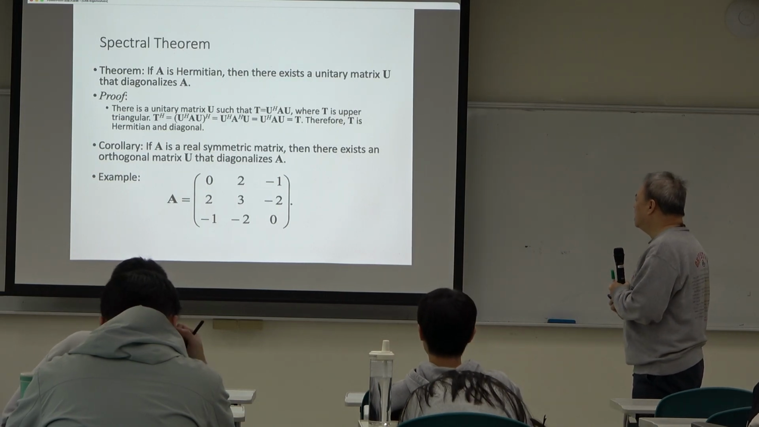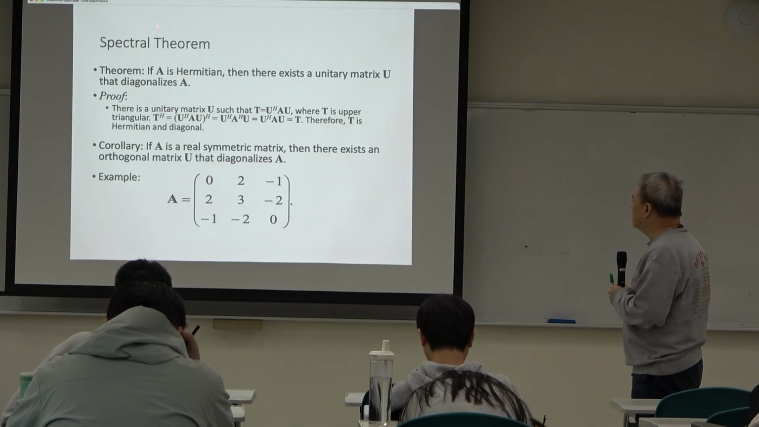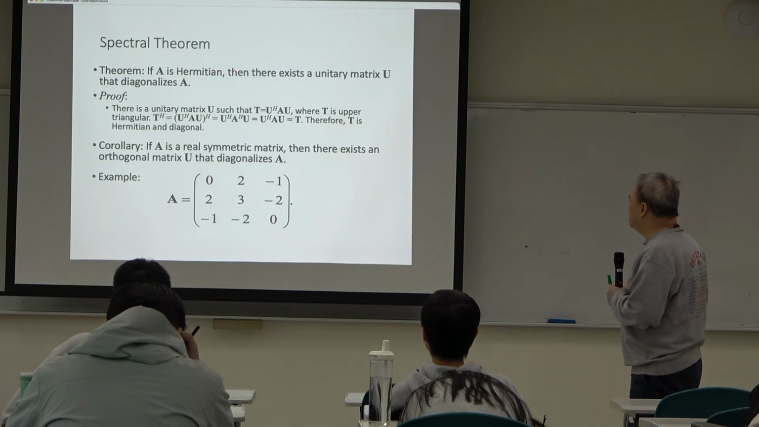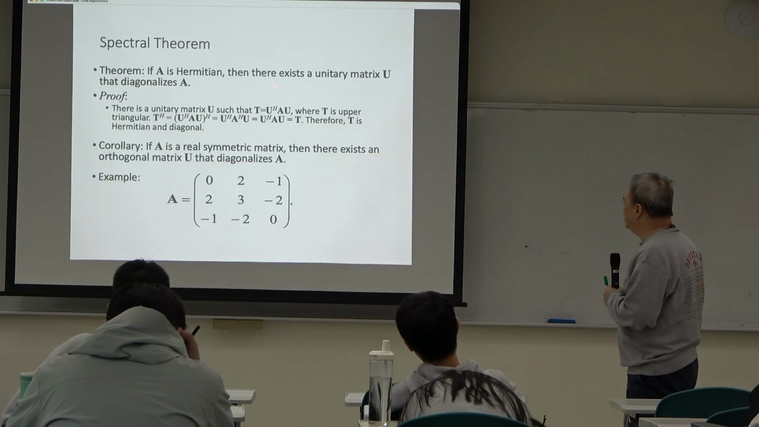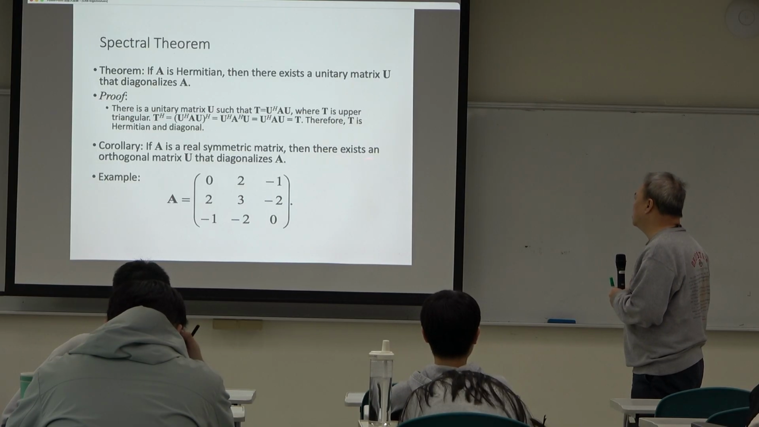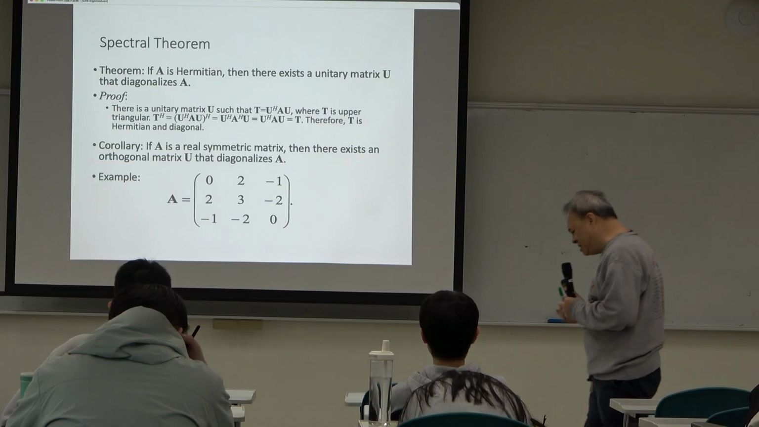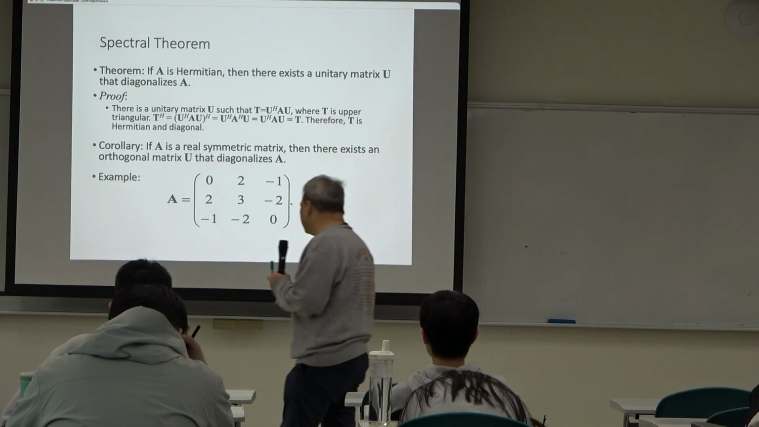Okay, so that's spectral theory. If A is Hermitian, then there exists a unitary matrix U that diagonalizes A. This is the last theorem for this section.